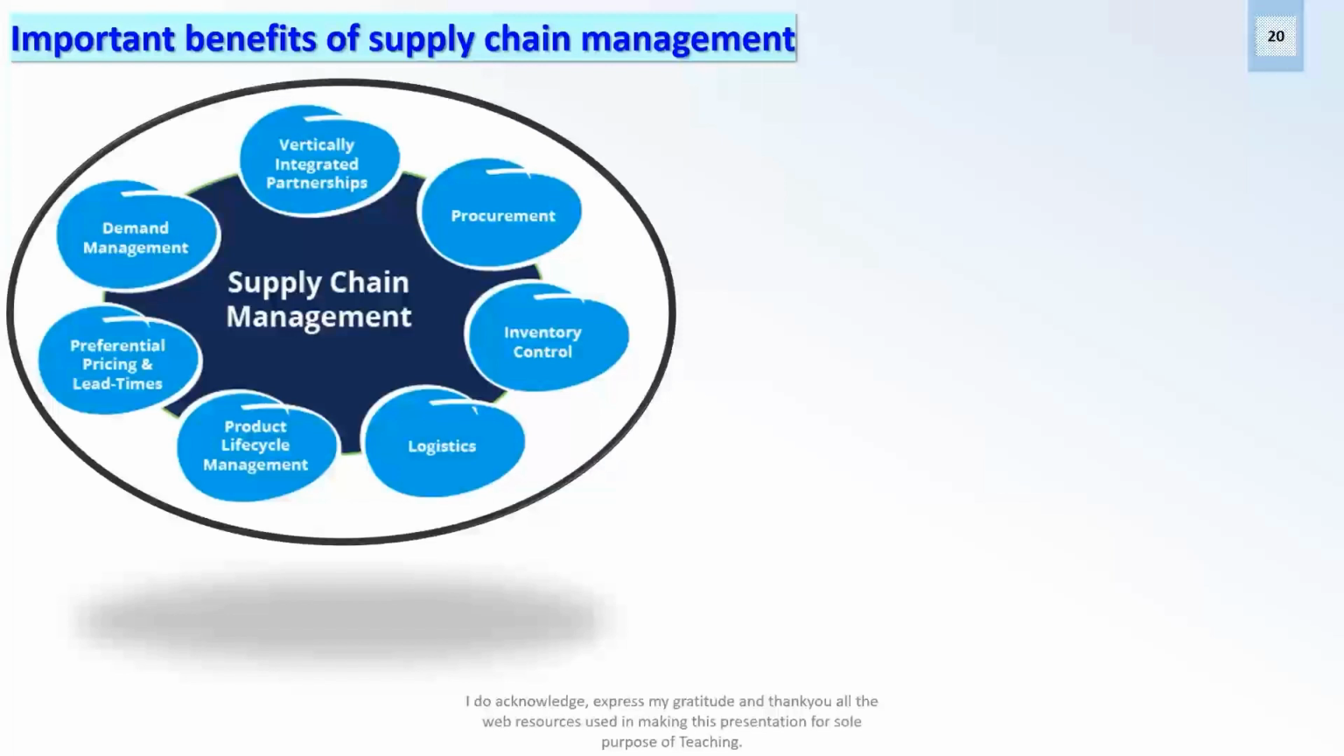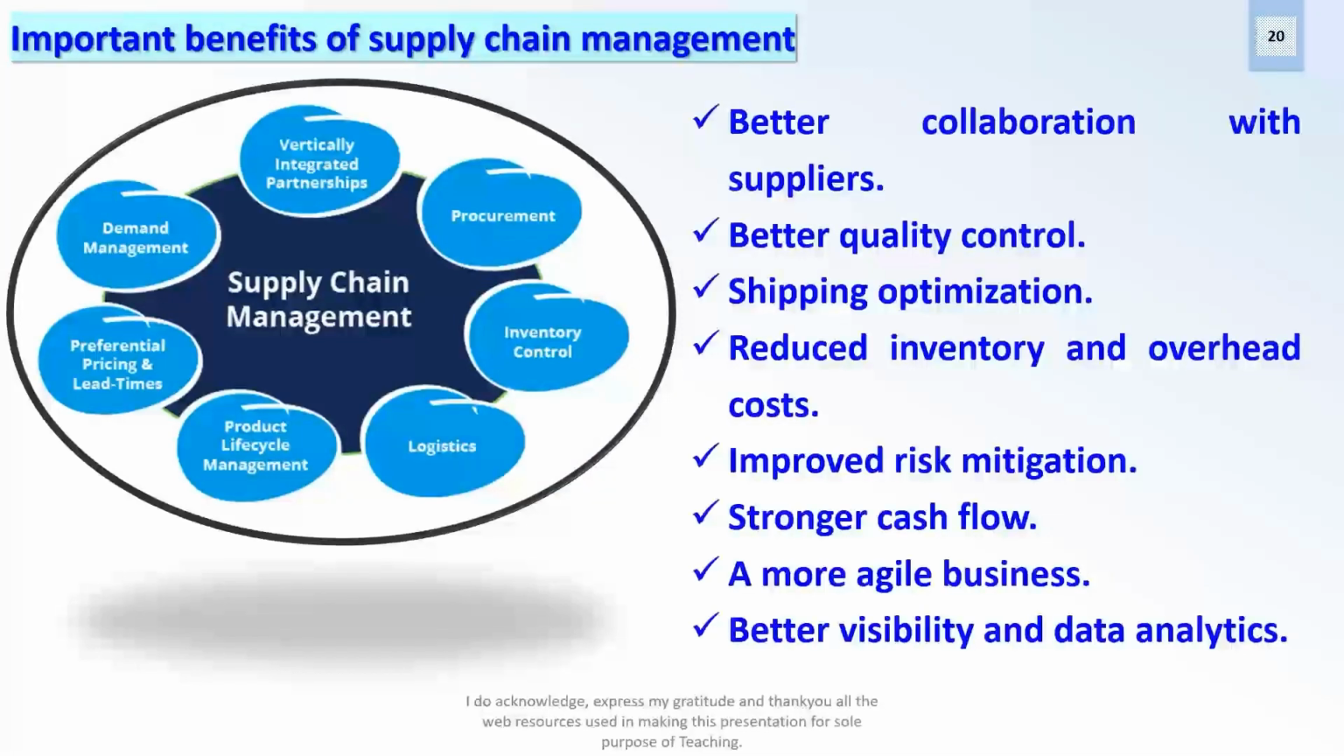What are the benefits we get out of supply chain management? They are important benefits. If you look at this picture right now, you will see that many aspects are there around supply chain management. It's procurement, inventory control, logistics, product lifecycle management, preferential pricing and lead times, demand management, vertically integrated partnerships, correct? These are all aspects which we are able to see. And they all are impacted, by the way, but with the presence of supply chain management, everything is collaborative.